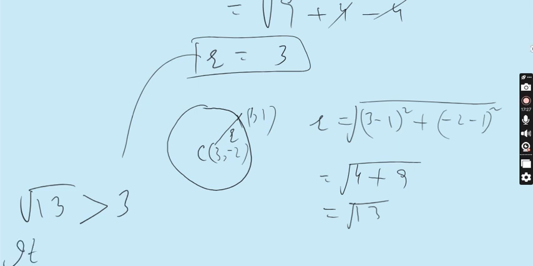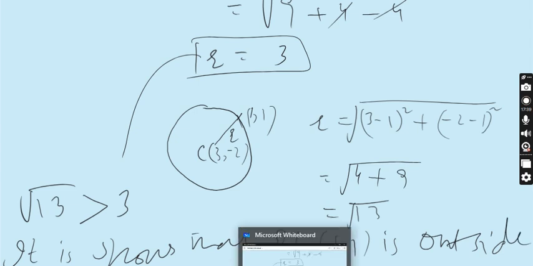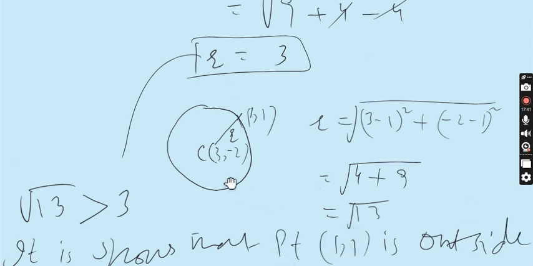So it shows that point 1 comma 1 is outside. Obviously, the value of the radius is greater than 3.